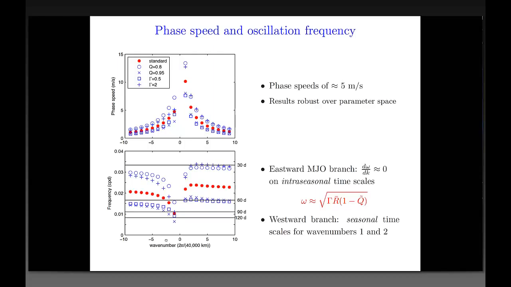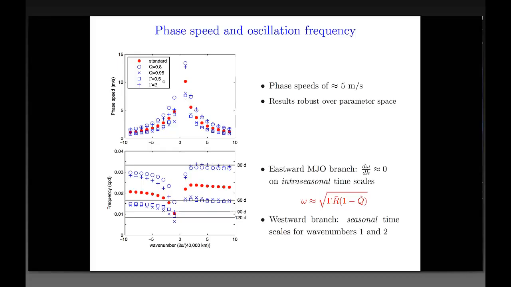On the x-axis here is the wave number, with positive wave numbers showing eastward propagating waves, and negative wave numbers representing westward propagating waves, even though it says the phase speed is positive. So the MJO is an eastward propagating wave, and so it is represented by these modes right here. The red dots are showing just some standard parameter values, and what we see is that the phase speeds are roughly 5 meters per second, which agrees with the MJO.